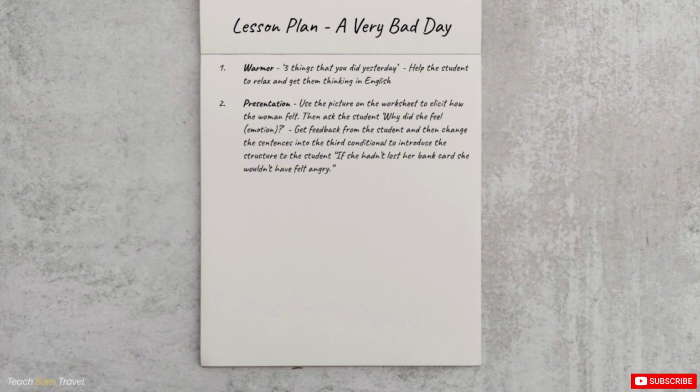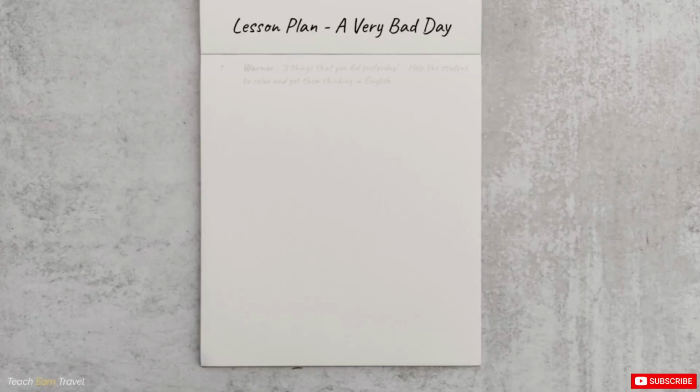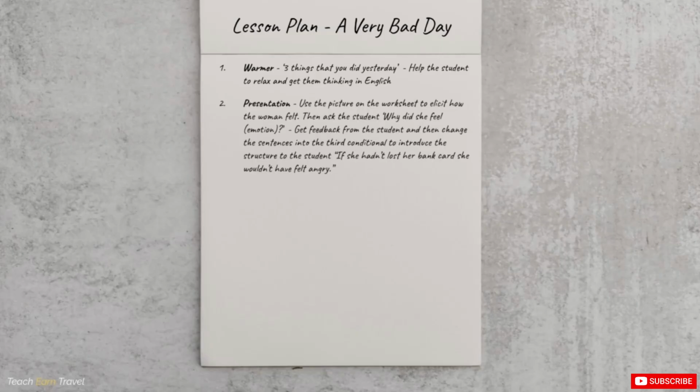If she hadn't lost her bank card, she wouldn't have felt angry. So these are just our notes to remind ourselves what we're doing. Look at the difference between this initial planning and what we eventually end up with. Your lesson plan, the piece of paper you're going to look at during your lesson, should be as brief as possible. It's just there to jog your memory. And now we have the presentation stage planned. Let's move forward and take a look at the practice stage.